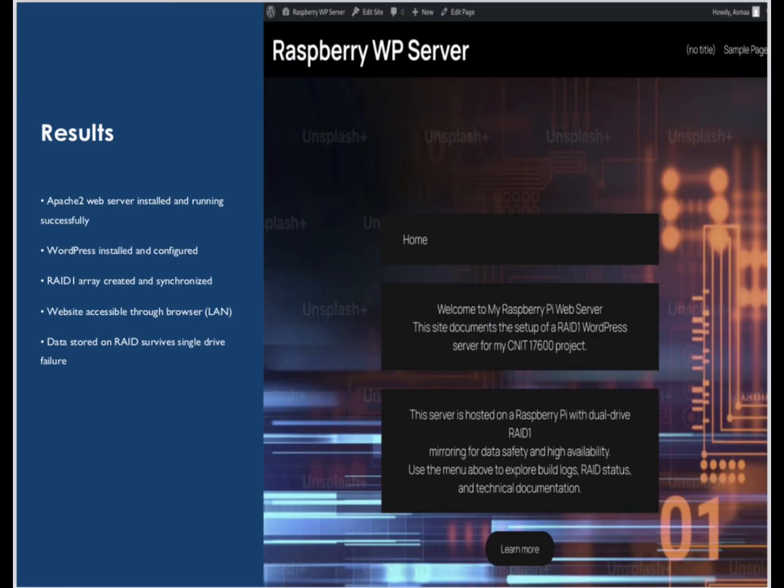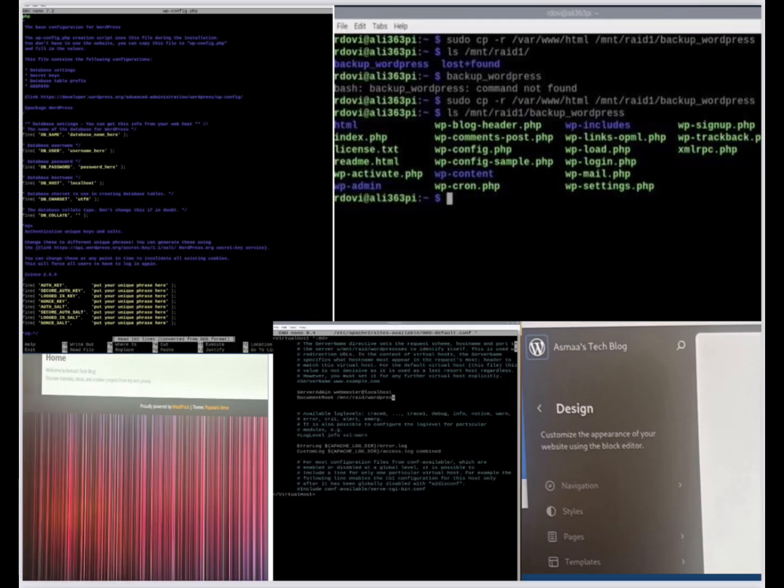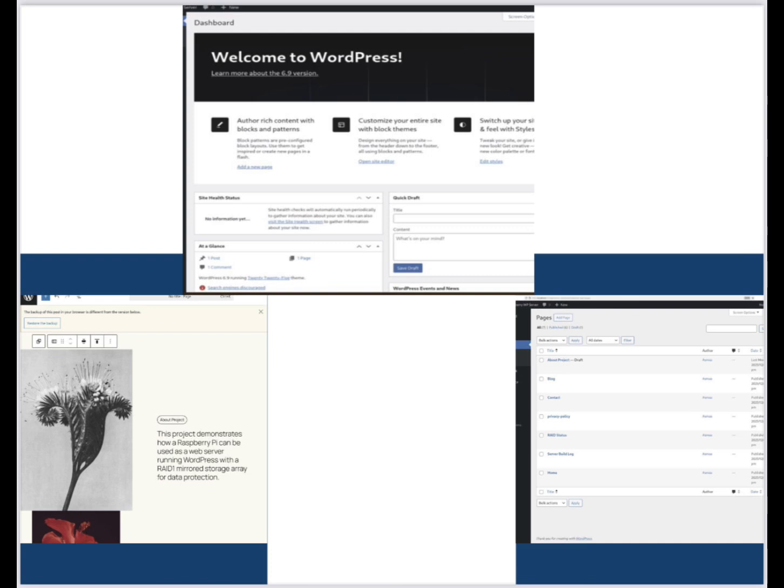My Raspberry Pi successfully hosted WordPress. HTML and PHP loaded correctly. The website responded through the browser. And RAID1 mirrored all data across two drives. Storage became more reliable than micro SD alone.